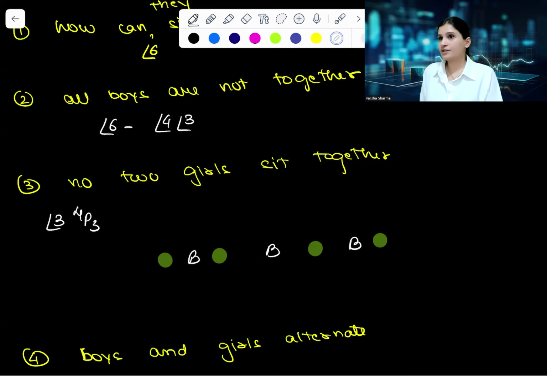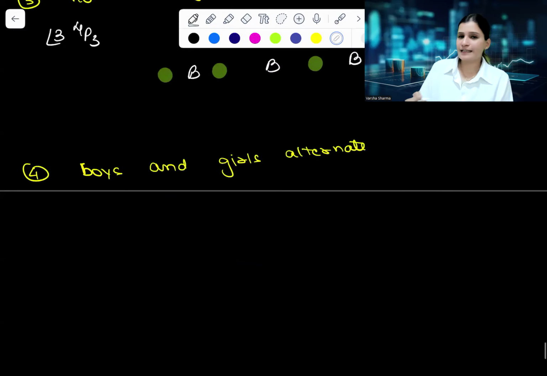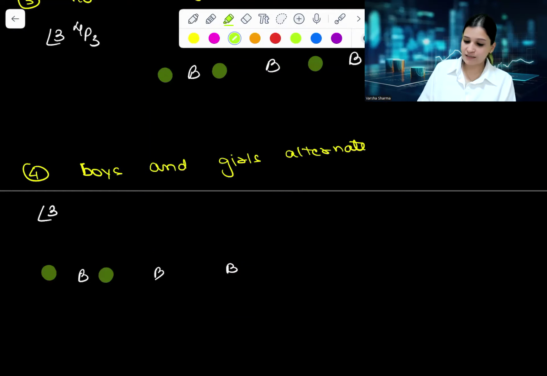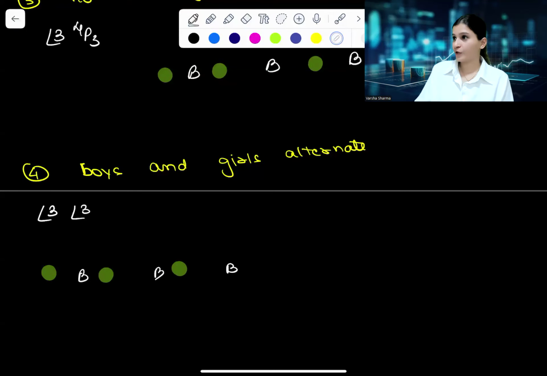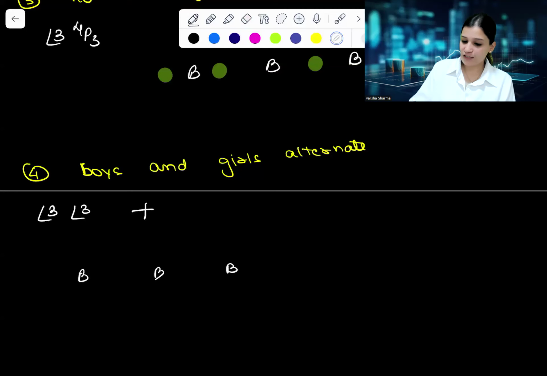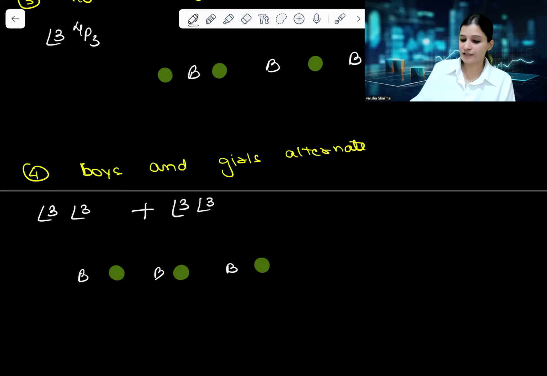Understood? Boys and girls alternate. Again, let the 3 boys sit in factorial 3 ways. Now, neither the boys nor the girls can be together, right? So the girls can sit in these 3 places. 3 places, 3 girls, no selection necessary, only arrangement. Or the boys sit again factorial 3, and the girls can sit in these 3 positions. Again 3 positions, 3 girls, factorial 3. So 2 times factorial 3 times factorial 3.